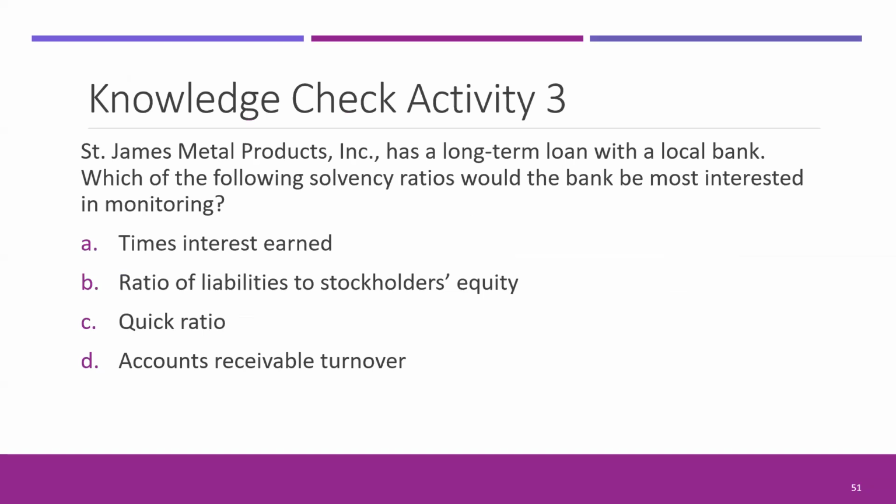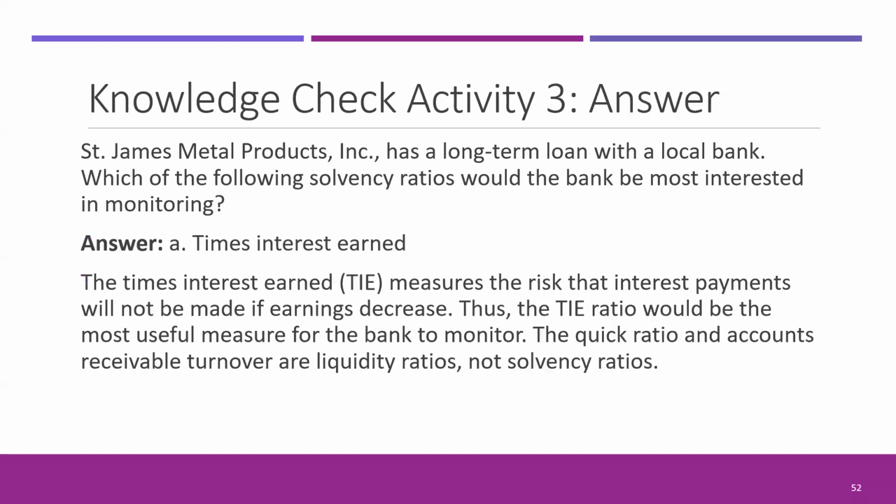So James Metal Products has a long-term loan with a local bank. Which of the following solvency ratios would the bank be most interested in monitoring? And again, this is long-term. Times interest earned, exactly. They want to know whether that interest is going to be paid. They don't care about anything else.